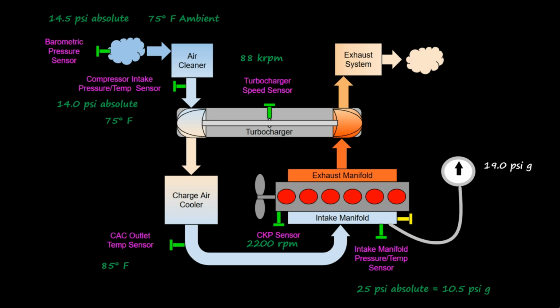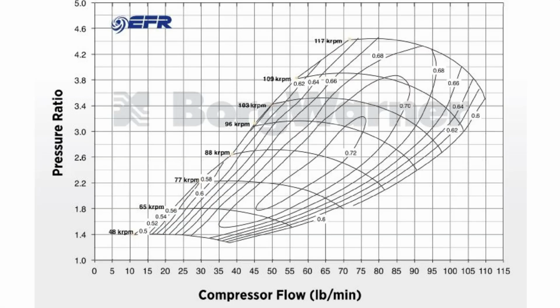Because of that measurement error of the density of the air, the ECM is going to calculate the mass airflow at about 60 pounds per minute, which is about 20% less than the actual mass airflow of about 75 pounds per minute. Looking at the compressor map graphic, if we enter a mass airflow of 60 pounds per minute, and we still have a turbo speed of 88,000 RPM, we're going to get a pressure ratio of about 2.7, which is higher than the actual pressure ratio of about 2.4.